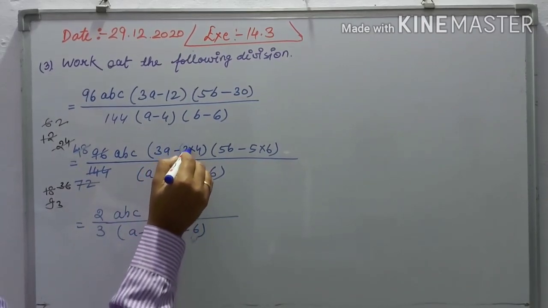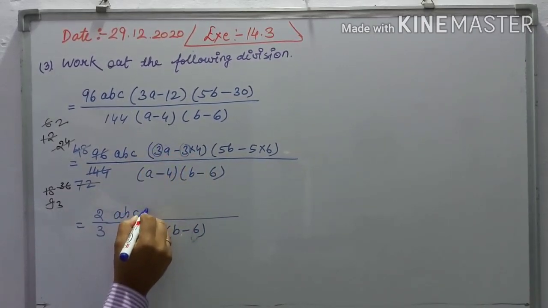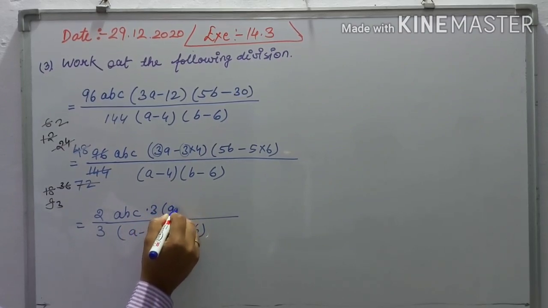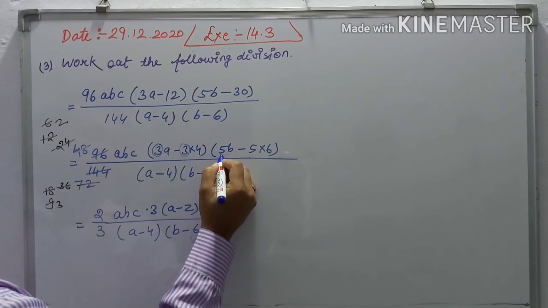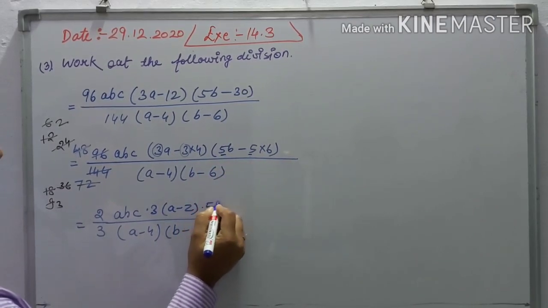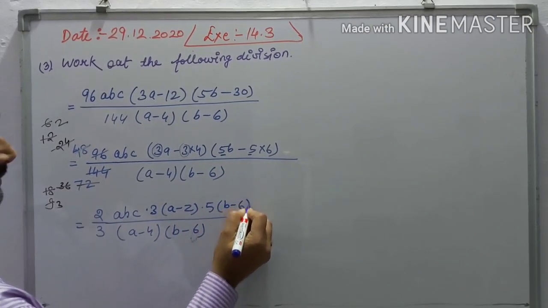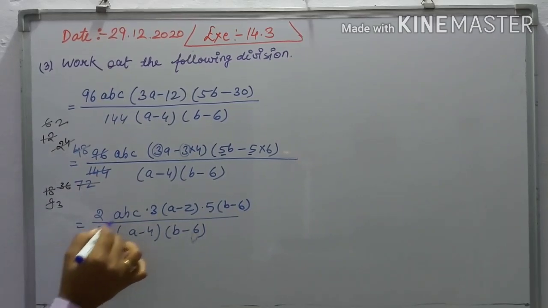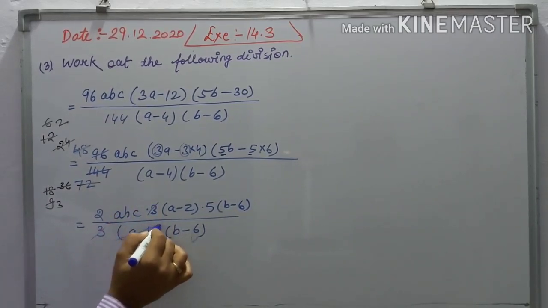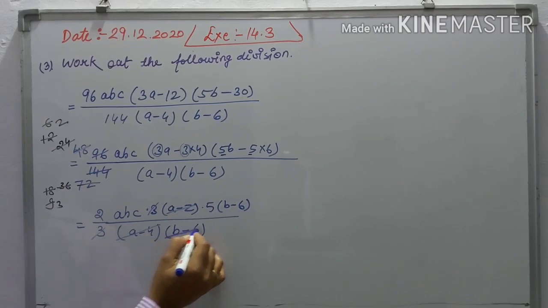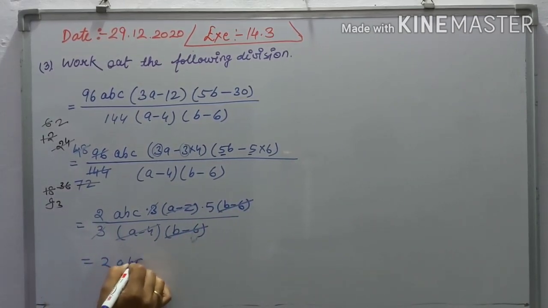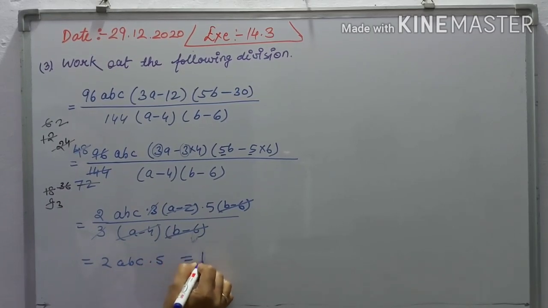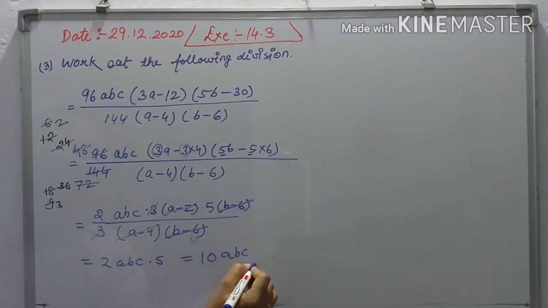Now 3 will be common in the first term, you write 3 (a minus 4). In the second, 5 will be common, 5 times (b minus 6). Now 3 and 3 cancel, a minus 4 cancels, b minus 6 and b minus 6 cancel. Remaining is 2abc and 5, that means 10abc is the final answer.